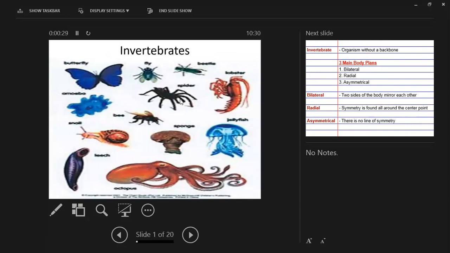Page 64. What are complex invertebrates? Mollusks, echinoderms, arthropods, and insects. Invertebrates, there are a lot of examples in this chart.